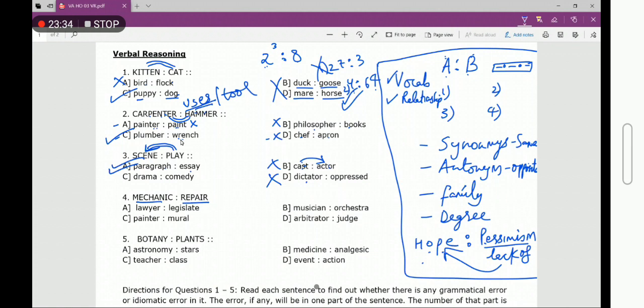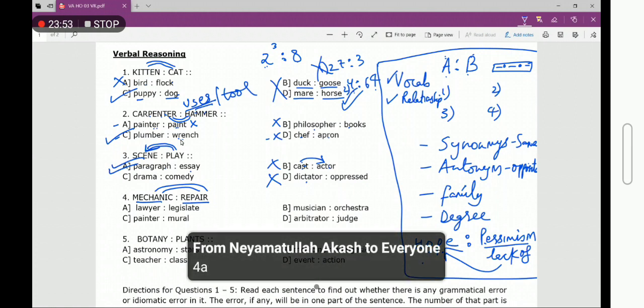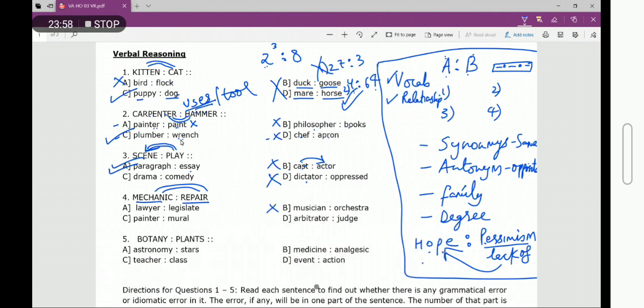Okay, so now what is the relationship between mechanic and repair? What he does is repairing. So mechanic's work is to do repair, right? Musician's work is orchestra. No, musicians orchestrate would have been still okay, right? Are you getting? So mechanic does repairing work, right?